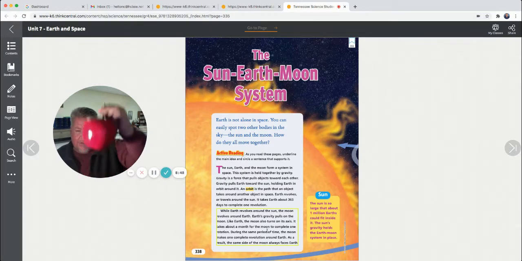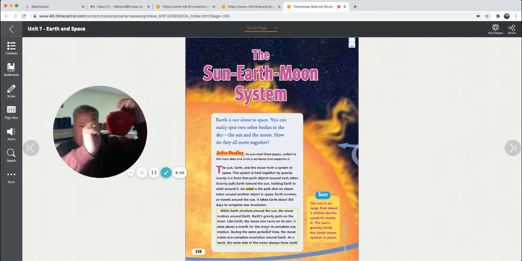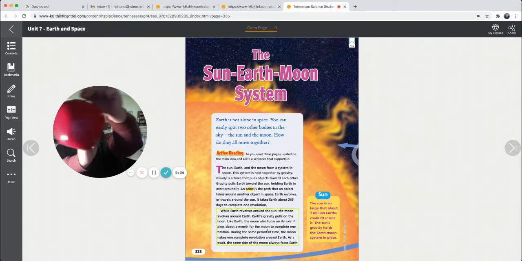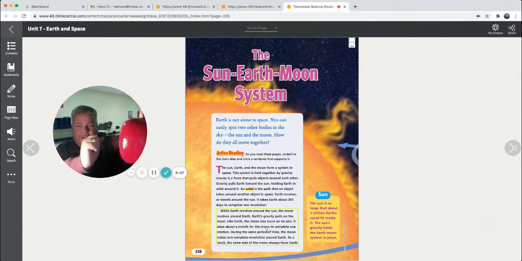How long does it take for the Earth to revolve around the sun? Well, that's 1 year. So today is January the 4th, and let's pretend the Earth is right here. And the Earth will move, and it'll be back in the same spot again next January the 4th. Isn't that crazy? It takes 1 year for the Earth to go around the sun.